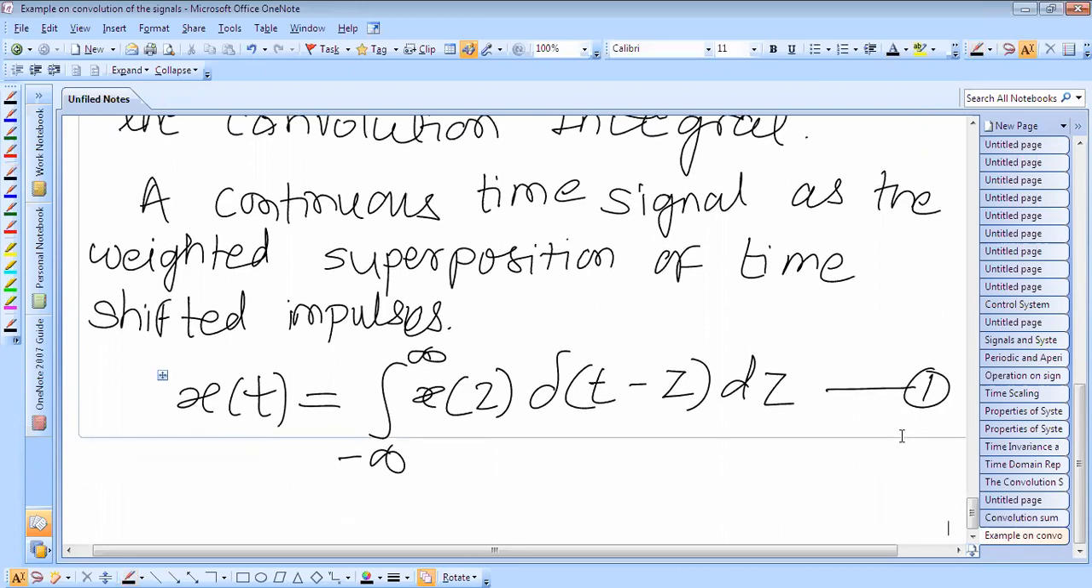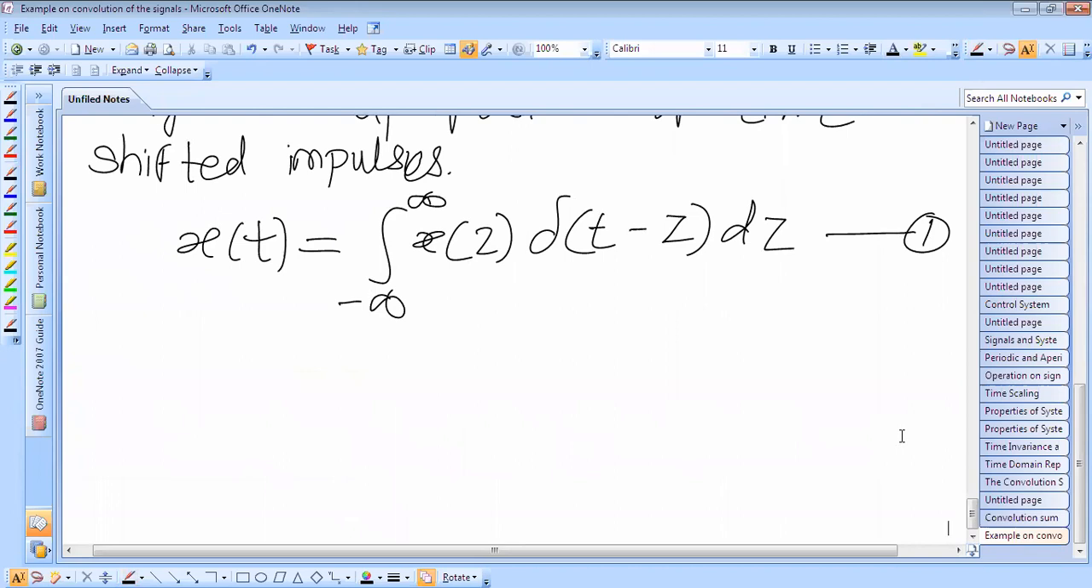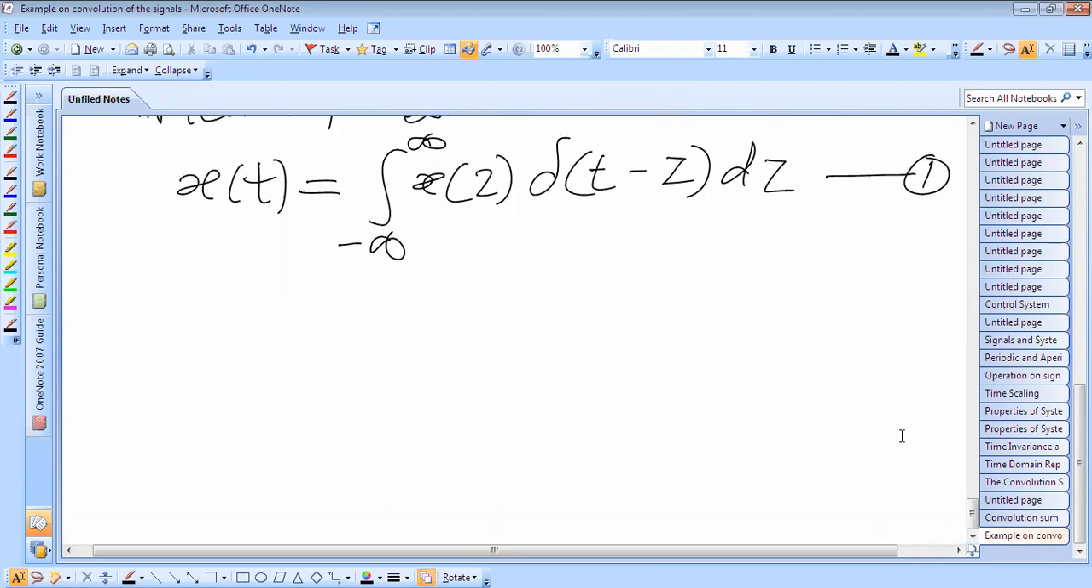So this is now the convolution integral. Here the superposition is an integral instead of sum. In the previous case we have taken the sum. Now here the superposition is an integral instead of sum, and the time shifts are given by the continuous variable tau.